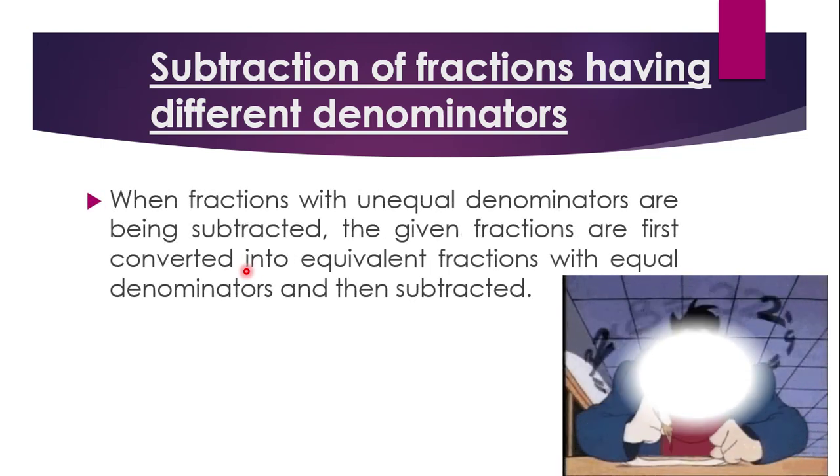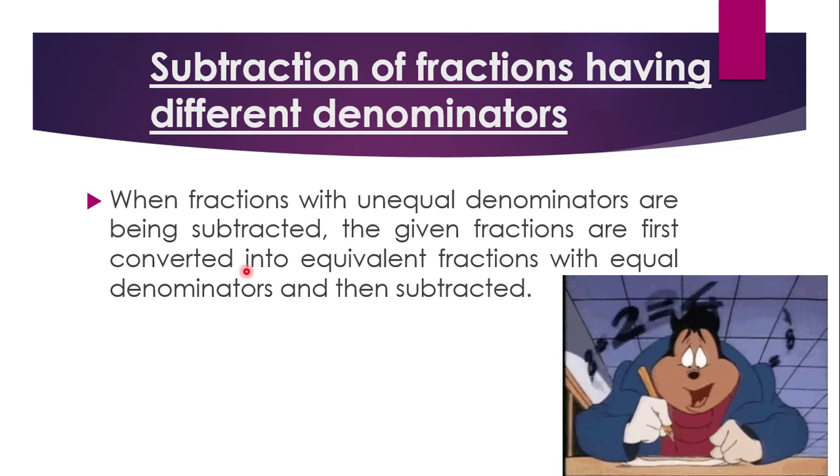When fractions with unequal denominators are being subtracted, the given fractions are first converted into equivalent fractions with equal denominators and then subtracted. Therefore, if the denominators are different, first we have to convert them into equivalent fractions with equal denominators, and then only we can do the subtraction. Let's go to an example.